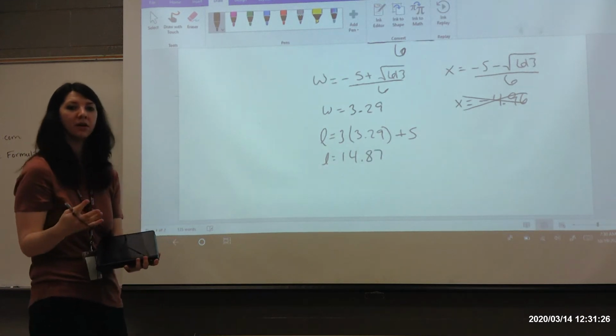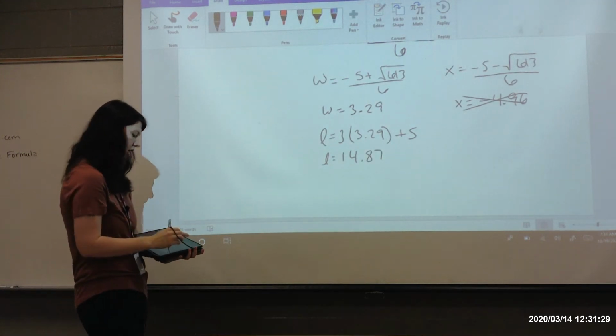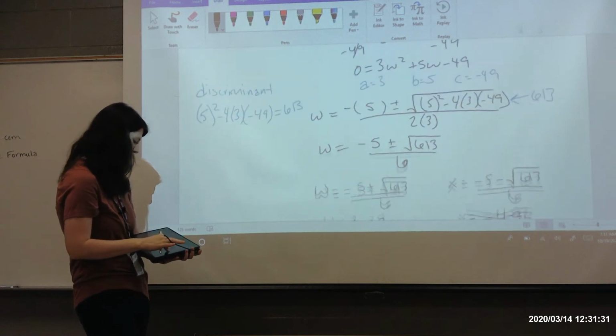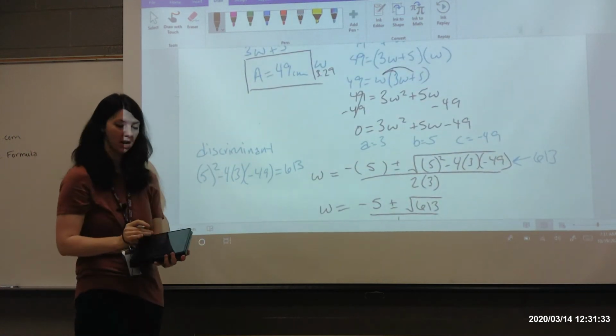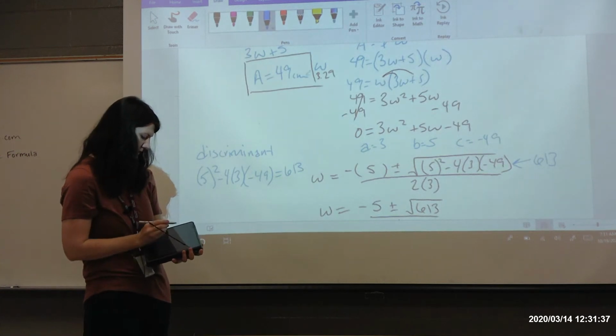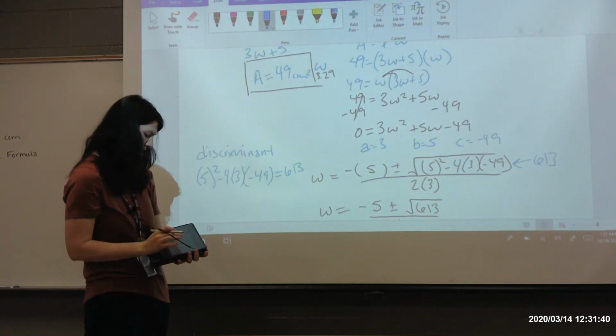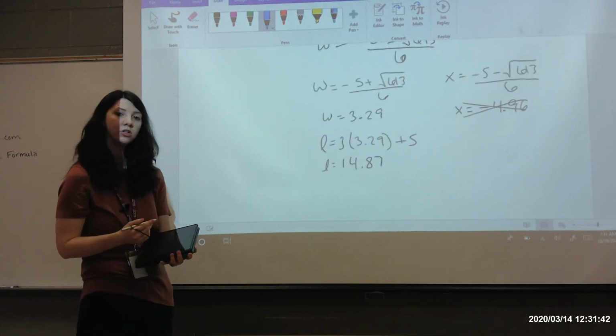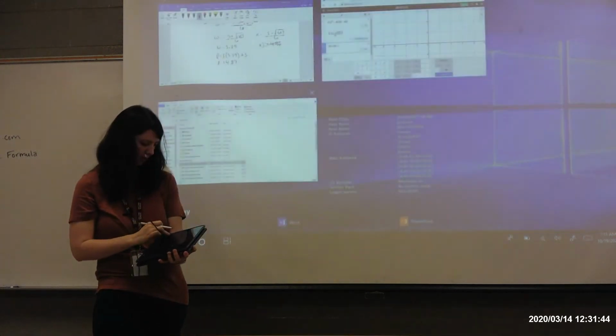Okay, now we are rounding here, but we should be able to check our work. If this length and width is correct, then my area should be approximately 49 centimeters, and that would be centimeters squared. Okay, so let's do 3.29 times 14.87.